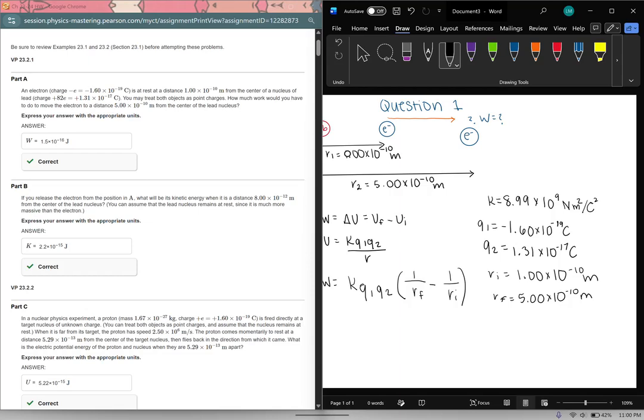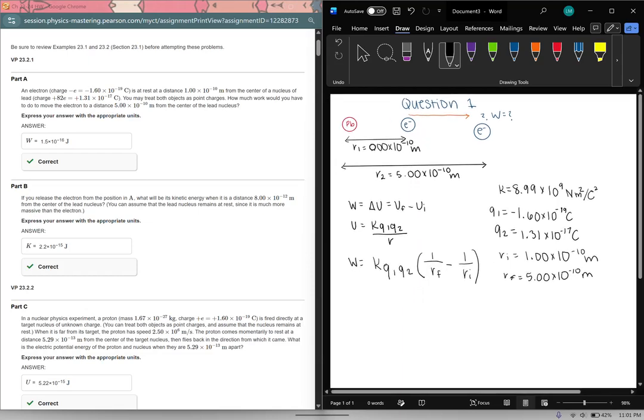So you're probably wondering, where do we get the Q1 and Q2 from in the problem? This is because Q1 is the charge of the electron, which is the negative 1.60 up here, and Q2 is the charge of the lead nucleus, which is the positive 1.31 times 10 to the 17 right here. And they also gave us the equation. So these are all our givens.